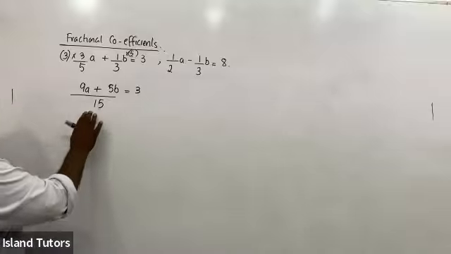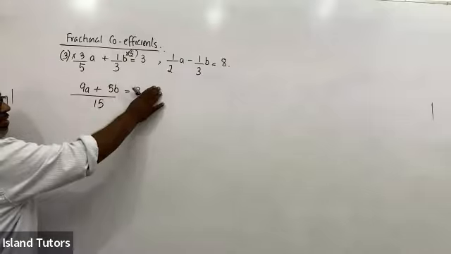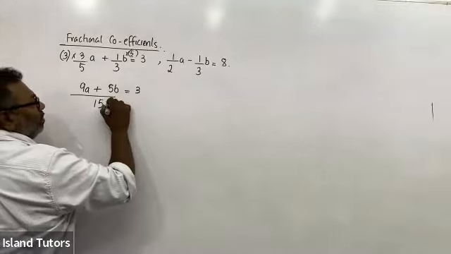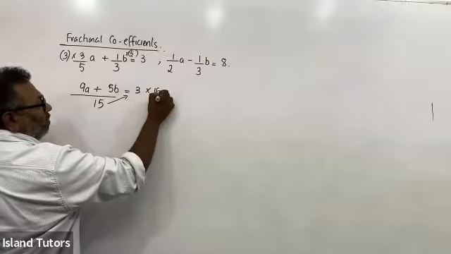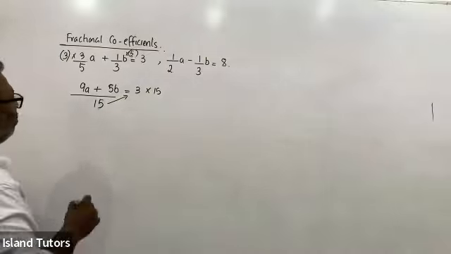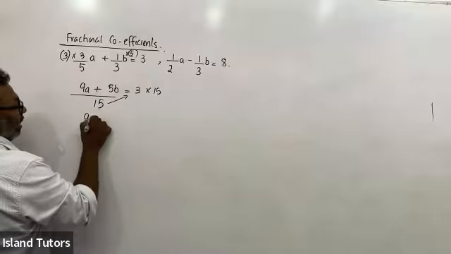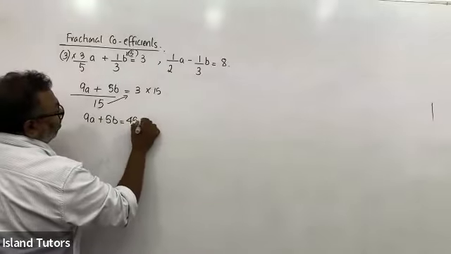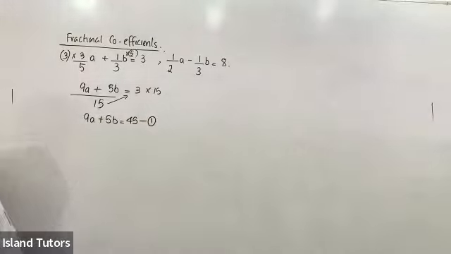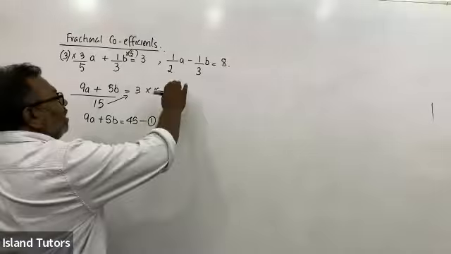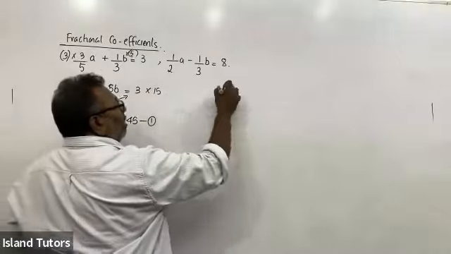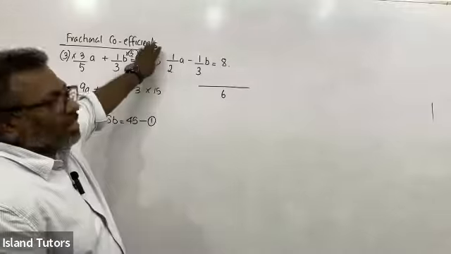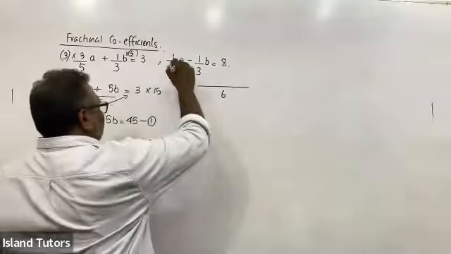Now what do we do? We remove the 15 to this side. So that means you can straight away cross multiply. So you're going to multiply and get 15 to the numerator. So what are you getting? 9a plus 5b is equal to 45, first equation. Right? This side of your fraction, 2 and 3, common denominator 6. You're going to multiply this side of your fraction by how much? 3.